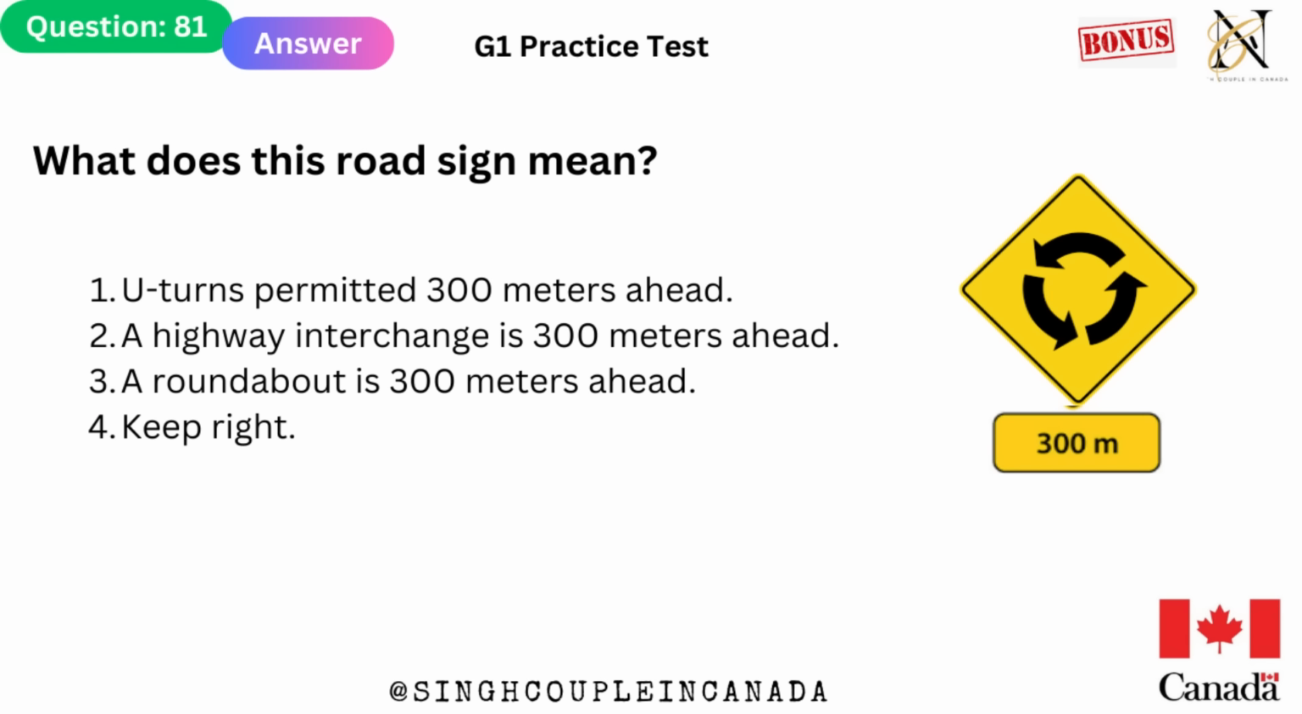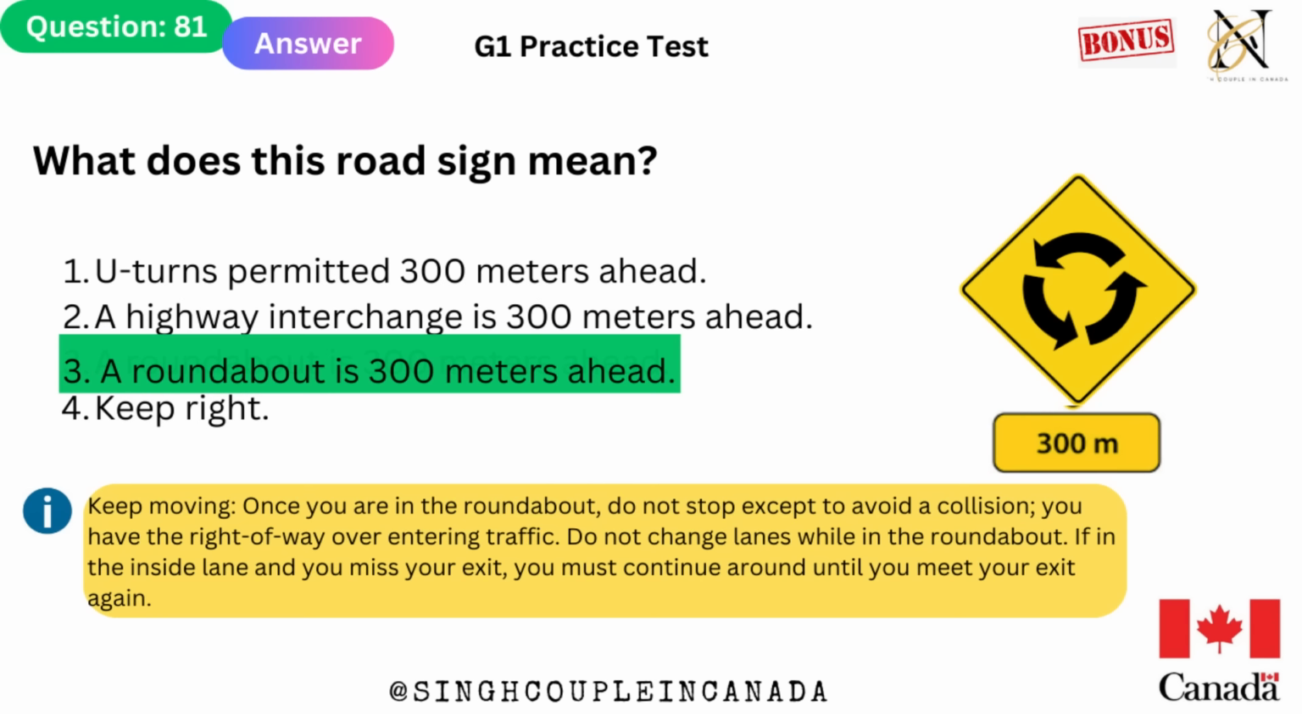What does this road sign mean? 1. U-turns permitted 300 meters ahead. 2. A highway interchange is 300 meters ahead. 3. A roundabout is 300 meters ahead. 4. Keep right. The answer is 3. A roundabout is 300 meters ahead.